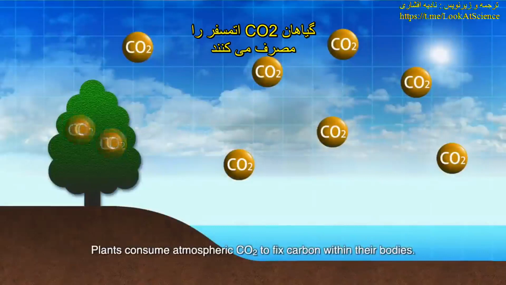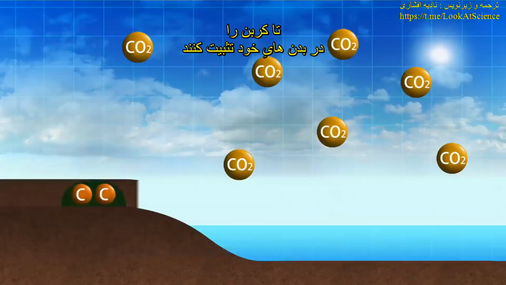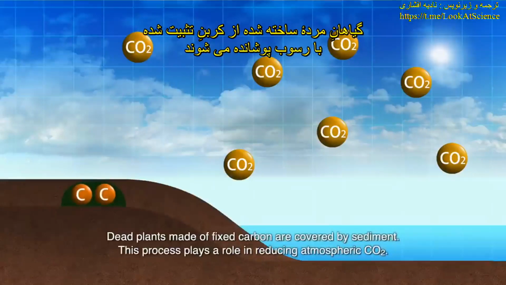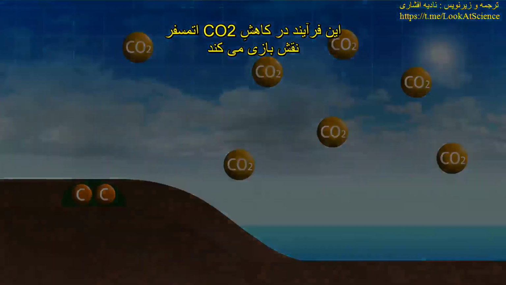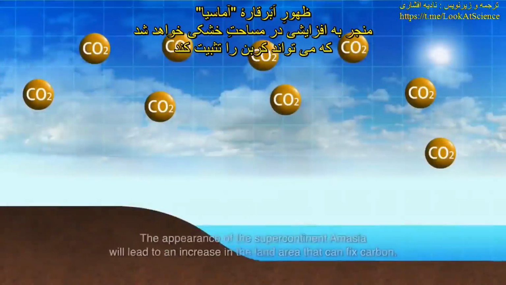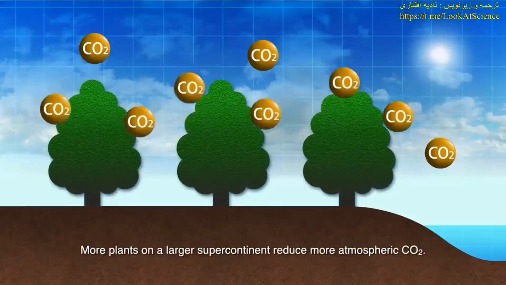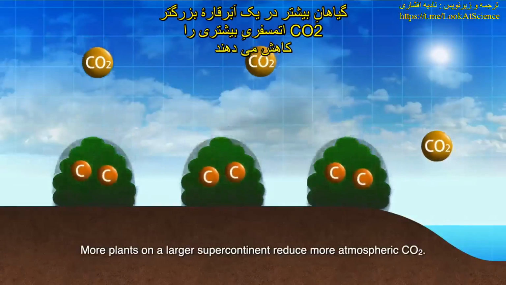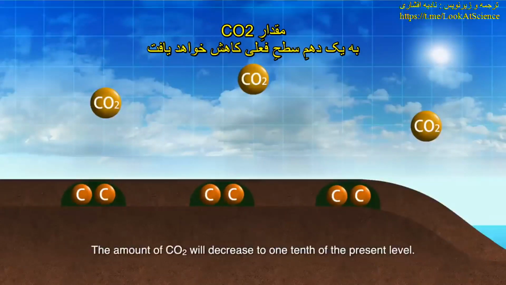Plants consume atmospheric CO2 to fix carbon in their bodies. Dead plants made of fixed carbon are covered by sediment. This process plays a role in reducing atmospheric CO2. The appearance of the supercontinent Amasia will lead to an increase in the land area that can fix carbon. More plants on a larger supercontinent reduce more atmospheric CO2. The amount of CO2 will decrease to 1/10 of the present level.